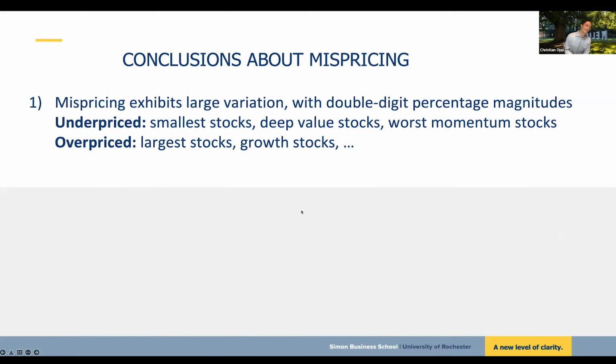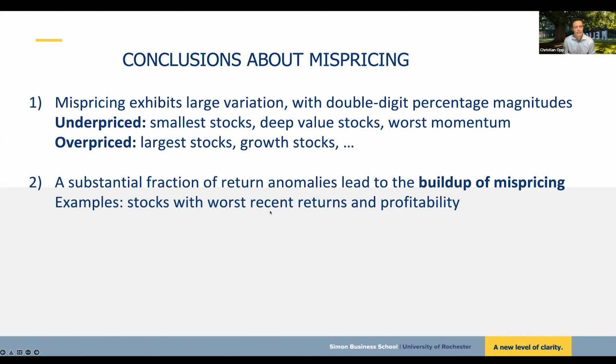All right, so what are our main findings? Well, first of all, there are a couple of characteristics that are associated with very significant mispricing, double-digit percentage magnitudes. For example, on the underpriced side, the smallest stocks tend to be underpriced by about 30% on average. Deep value stocks, those trading at low market values relative to their book valuations, are also underpriced in the 30% range. And the worst momentum stocks, those that have had poor performance in terms of returns over the last 6 months up to a year. On the overpriced side, on the other hand, large stocks tend to be overpriced, and growth stocks. Growth stocks are the opposite of value stocks. They are those that are currently trading at high prices relative to their book valuations.